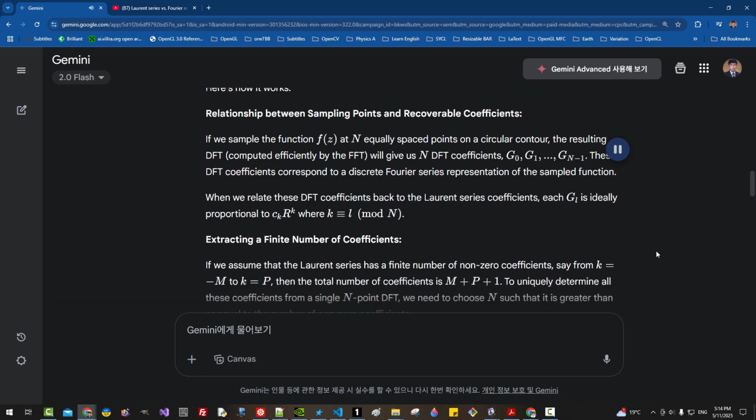If we sample the function f(z) at n equally spaced points on a circular contour, the resulting DFT, computed efficiently by the FFT, will give us n DFT coefficients, G_0, G_1, up to G_{n-1}. These DFT coefficients correspond to a discrete Fourier series representation of the sampled function. When we relate these DFT coefficients back to the Laurent series coefficients, each G_l is ideally proportional to c_k r^k, where k ≡ l (mod n).